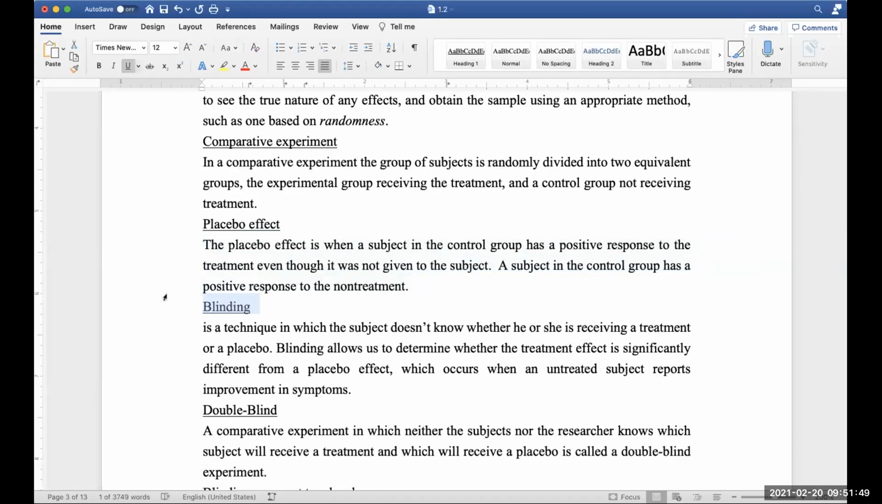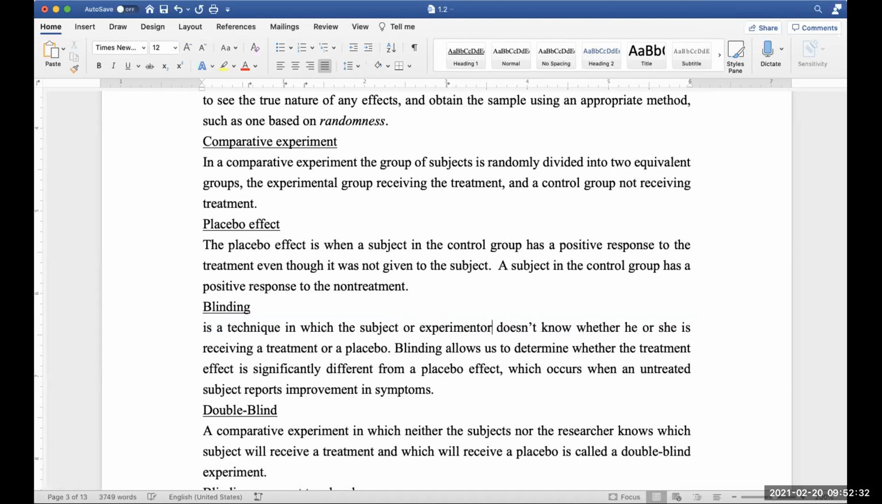Okay, so to deal with that, we have a technique called blinding. There's more than one technique, but I'll just discuss blinding. So blinding is a technique in which the subject doesn't know whether they are in the treatment group or in the control group. They do not know if they're receiving a treatment or not. And we could either blind the subject or the experimenter.